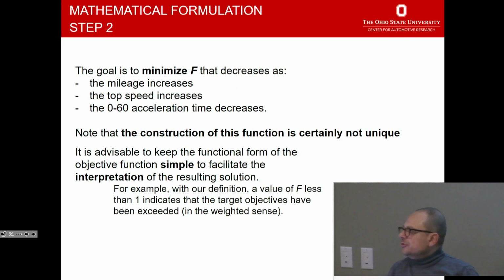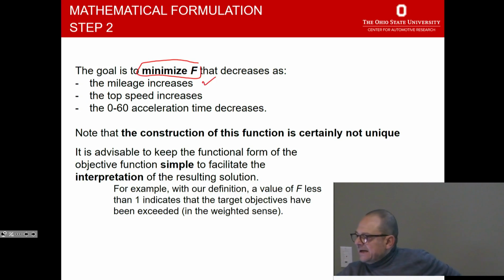So what we want to do, we want to minimize f. Why do we want to minimize f? Because f is going to decrease as the mileage increases, as the top speed increases, and as the 0 to 60 acceleration time decreases. That's one way of constructing the function. Could you think of another way of constructing this function?